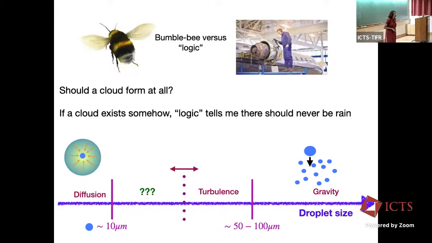How big is it? 1 micron? Any thoughts? You've seen rain, right? What is your concept of how big it is? Any guess, like an order of magnitude guess?